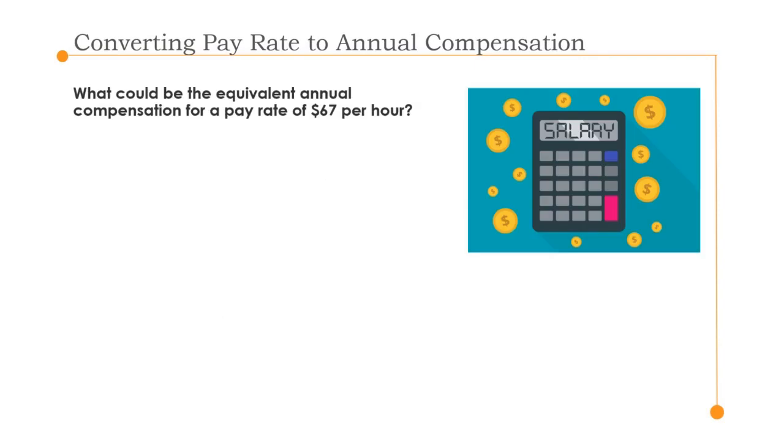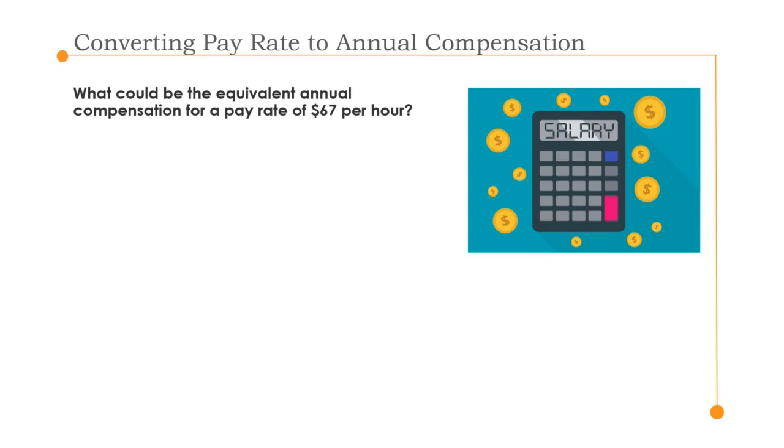Now, what would be the equivalent annual compensation for a pay rate of $67 per hour? Let's learn about this by going according to the basics. So the number of hours worked per year is equal to the number of hours worked per week multiplied by the number of weeks worked per year. Considering that the number of hours worked per day is 8, we multiply that into 5 working days of the week, which equals 40 hours per week.